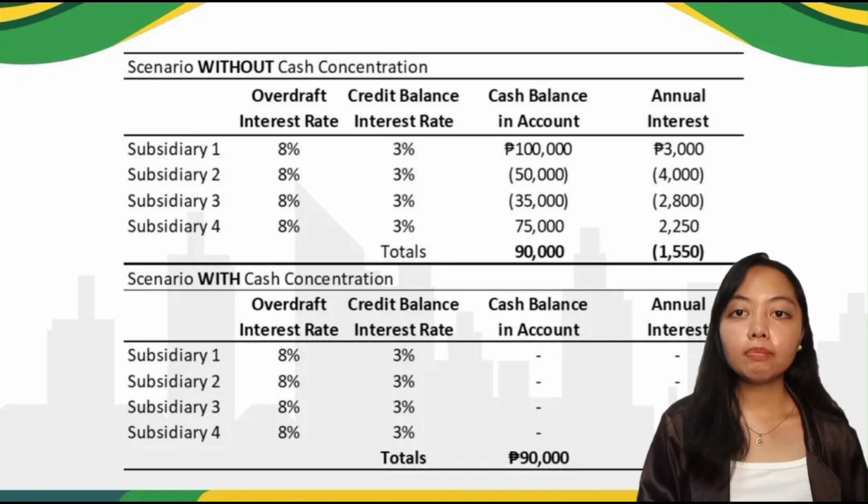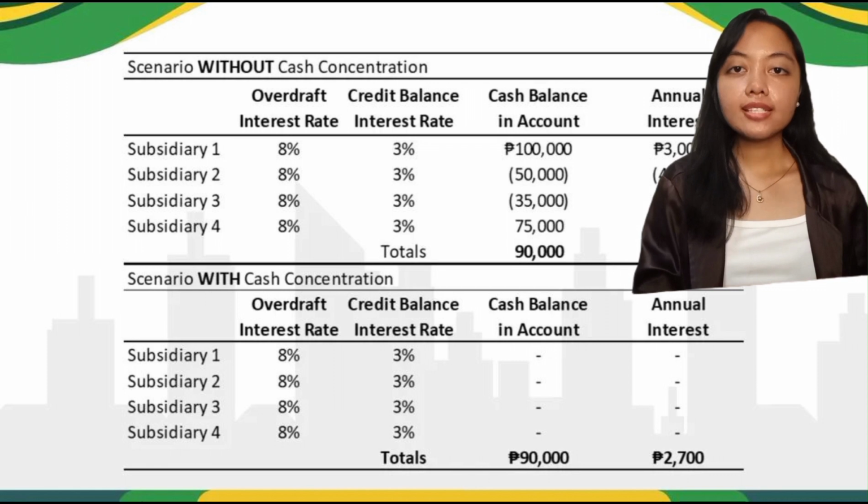Subsidiary 4 has a credit balance of 75,000 multiplied by a 3% interest rate, and the result is 2,250. Adding all the cash balances in the accounts, the total will be 90,000, and the company has to pay a bank overdraft amounting to 1,550.